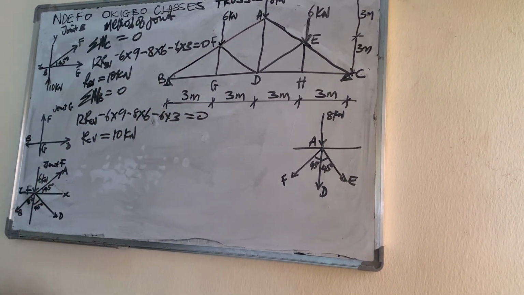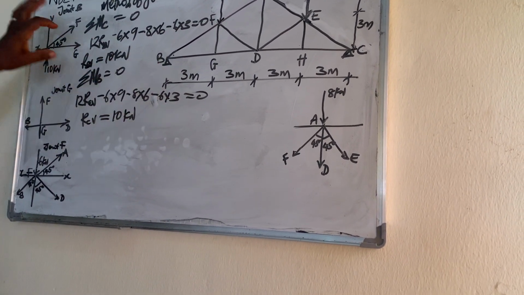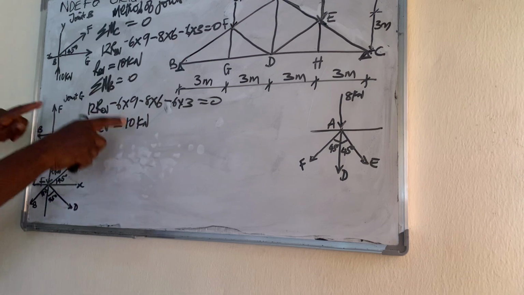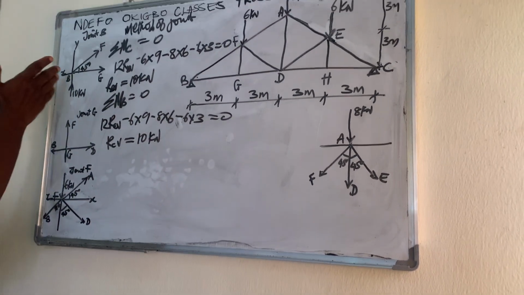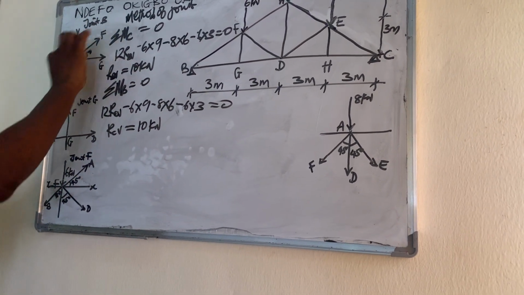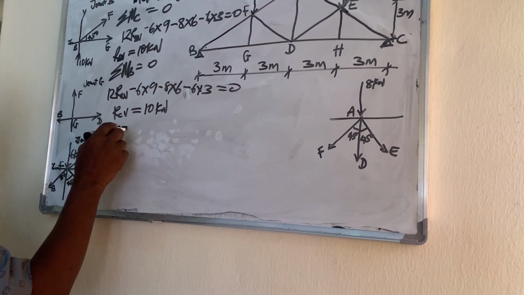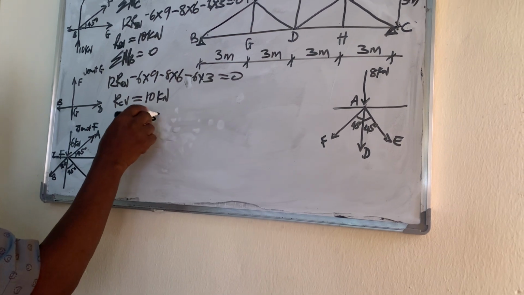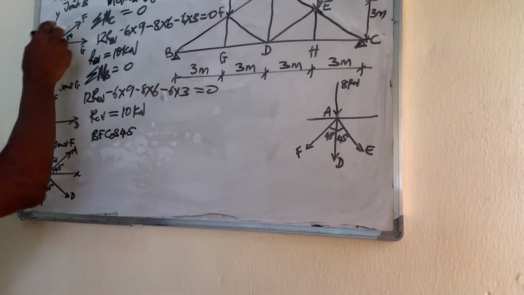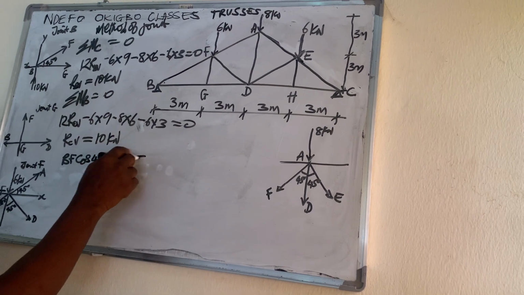So since I've gotten the reactions, the next one is that I bring it to this cutting support B, that's cutting joint B. Here there is this 10 that was reaction B. So what I do here is vertically, I have force BF. I resolve it vertically, it will be BF cos 45, because that's the only vertical force. Then the direction is up, and the direction of 10 is up. So plus 10 equal to 0.